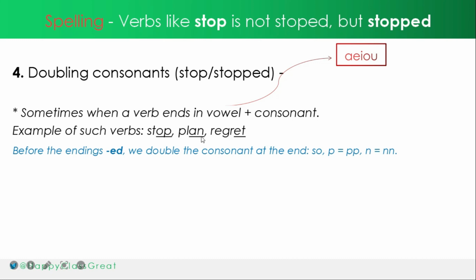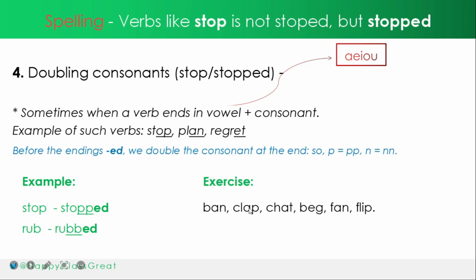That means here you are going to double the P, and here too you are going to double the N, and here you are going to double the T. So here we have an example. Stop will now be S-T-O-P-P-E-D, and rub will be R-U-B-B-E-D. These are some examples that are similar to this one: ban, clap, chat, beg, fan, and flip. That means ban will be B-A-N-N-E-D, and clap will be C-L-A-P-P-E-D, and then chatted, begged, fanned, and flipped. So flip will be F-L-I-P-P-E-D. So that is that about that.